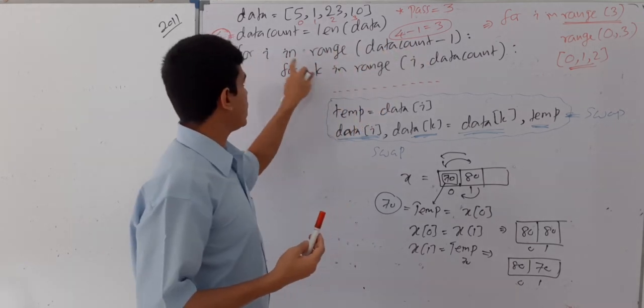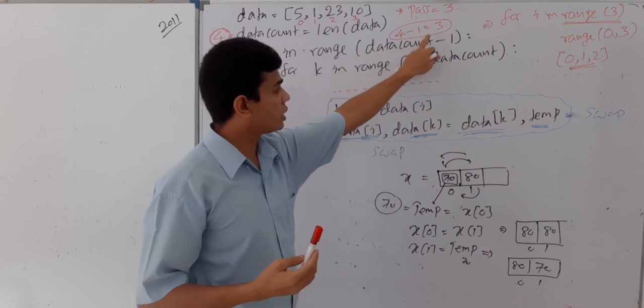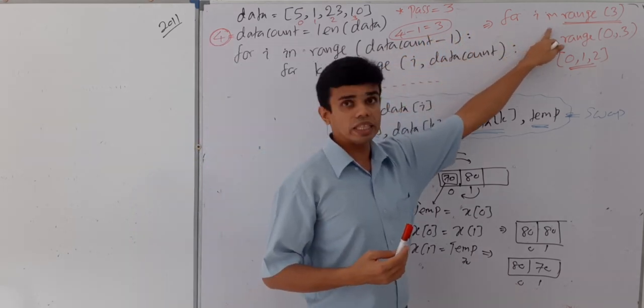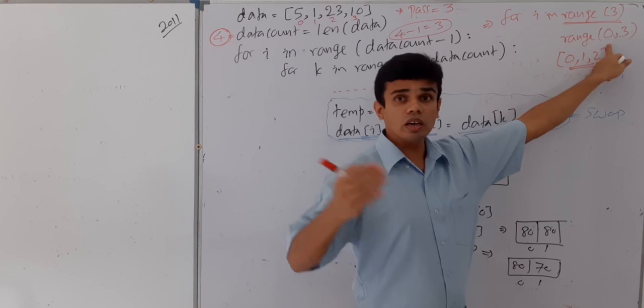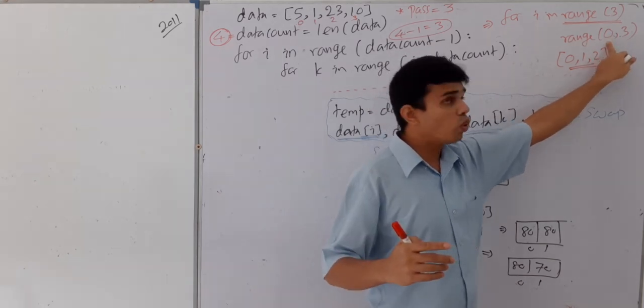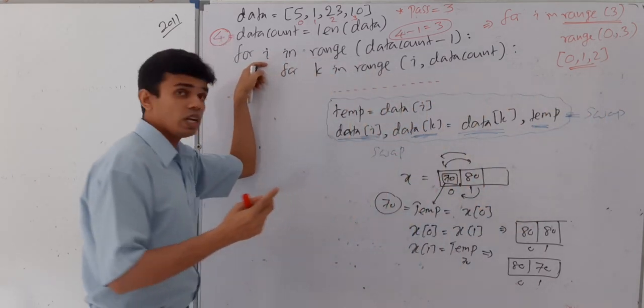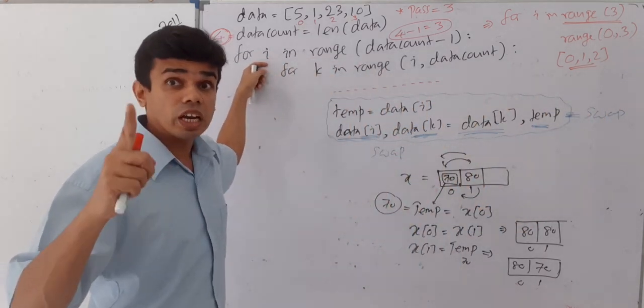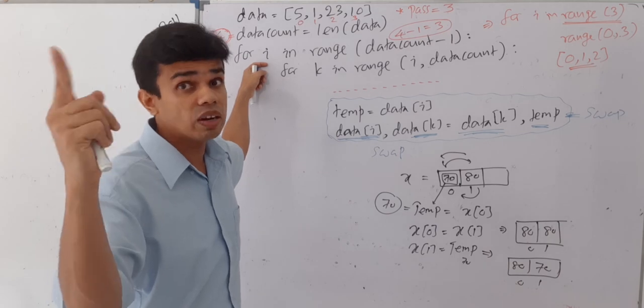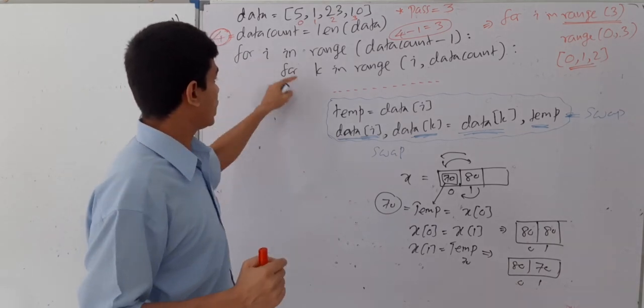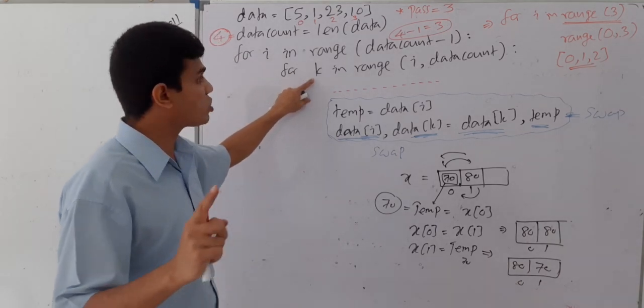So, for i in range data count 3. It is just like this. Then 3 in Python goes from 0 to 3, meaning 0, 1, 2, 3. So this loop will repeat for 3 times, implying the 3 passes that we told in our algorithm. Right. Then k. Now k is another strange variable.